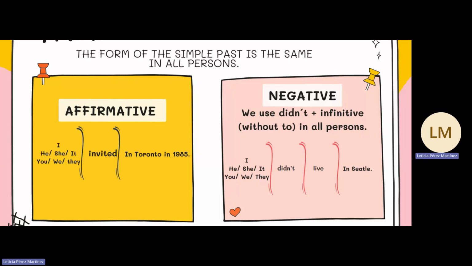I didn't live in Seattle. He didn't live in Seattle. She didn't live in Seattle. It didn't live in Seattle. You didn't live in Seattle. We didn't live in Seattle. Or they didn't live in Seattle. So check: didn't plus the simple form of the verb. Didn't live in this case. Okay?